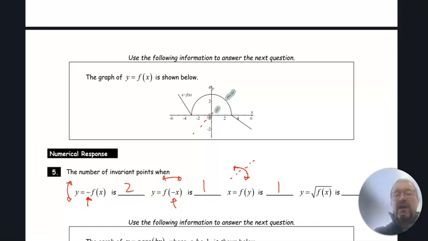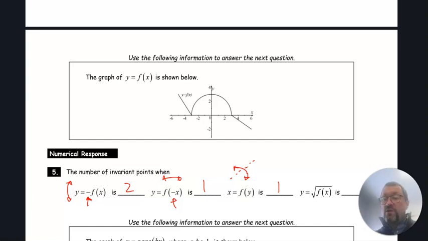And then finally, we've got the radical transformation. We're taking the square root of the function. Now, first of all, anything that's below the x-axis, we're not going to take into account because that's going to lead to imaginary values, complex values here. So we're not interested in that.